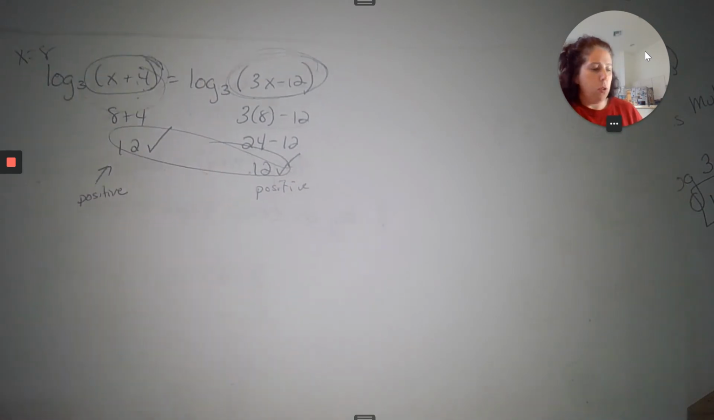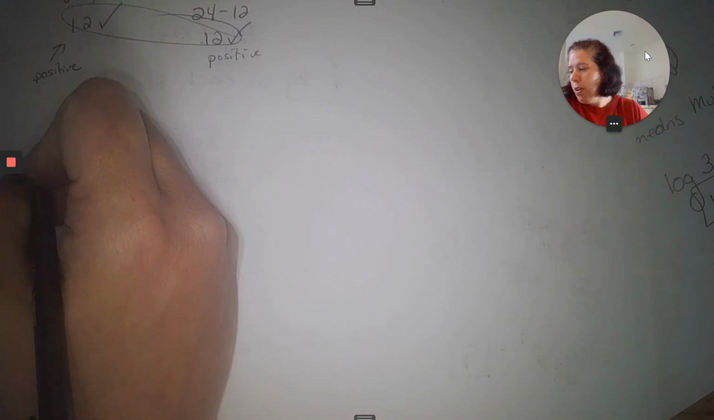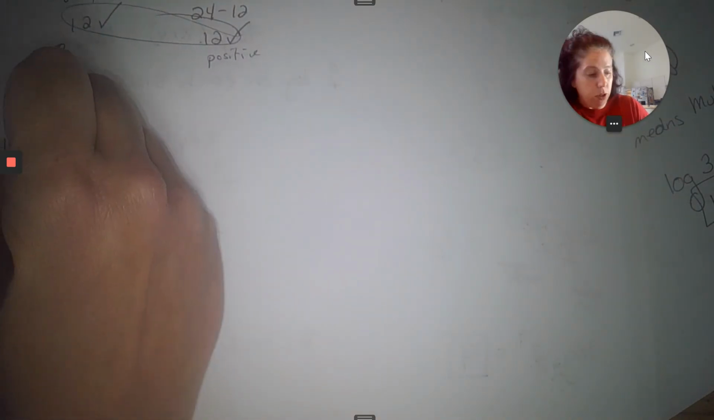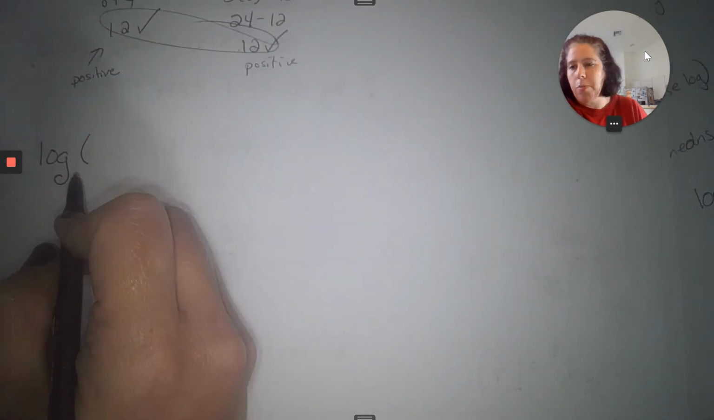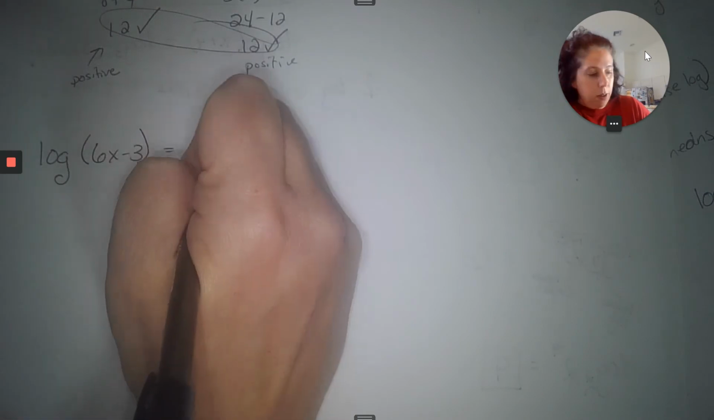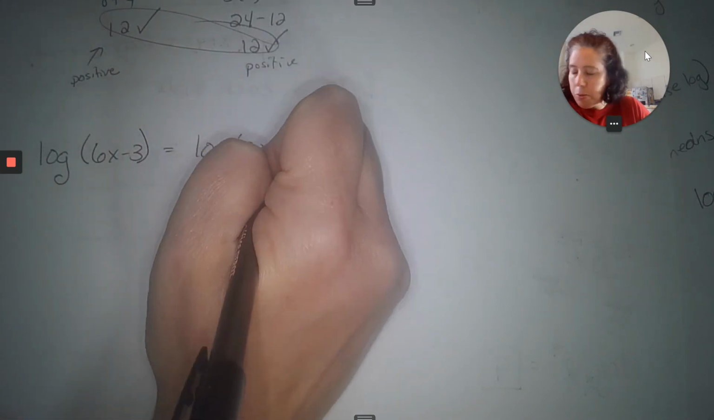Okay, so let's try another one. All right, so we're just going to do log, and that's base 10. So log of 6x minus 3 equals log of 2x plus 7.